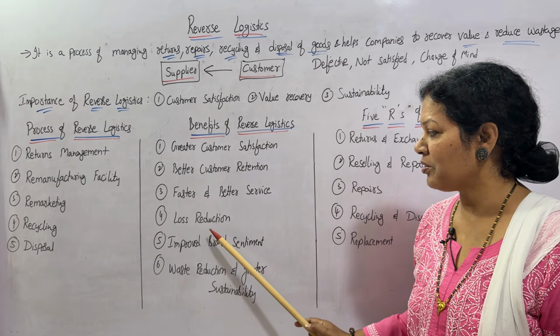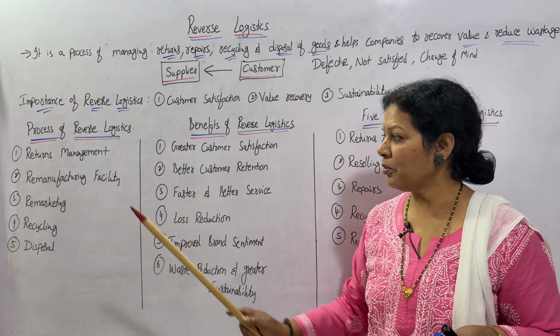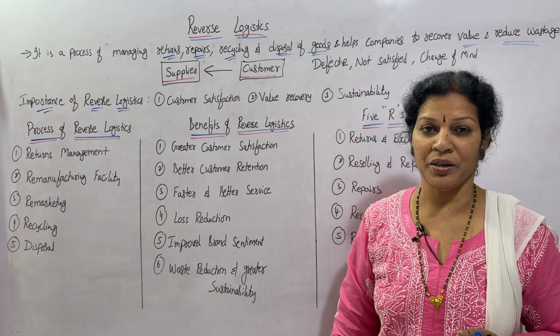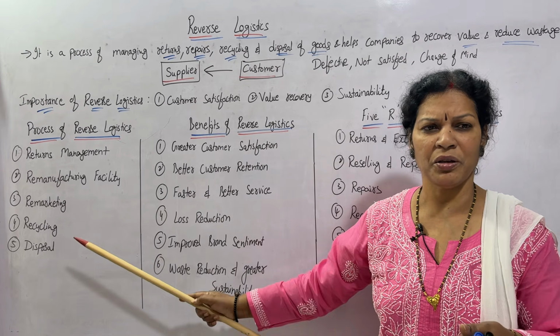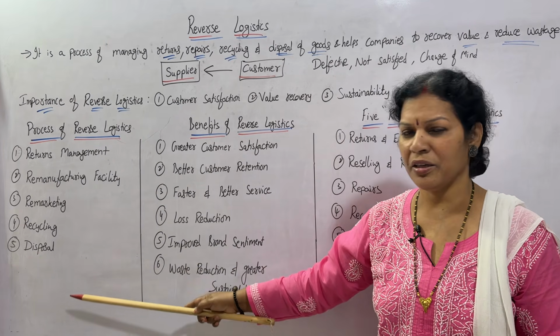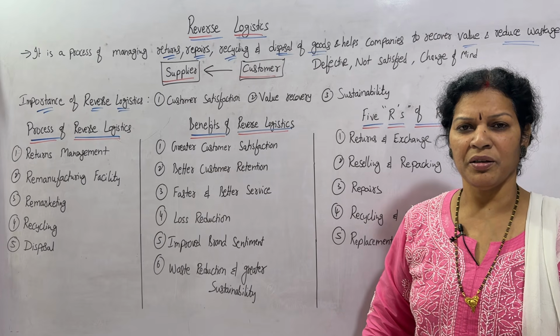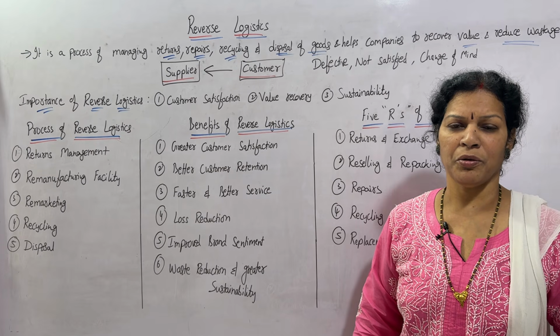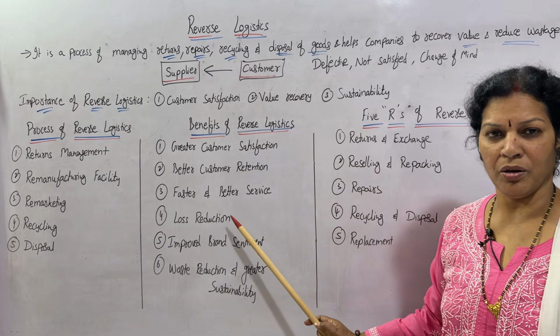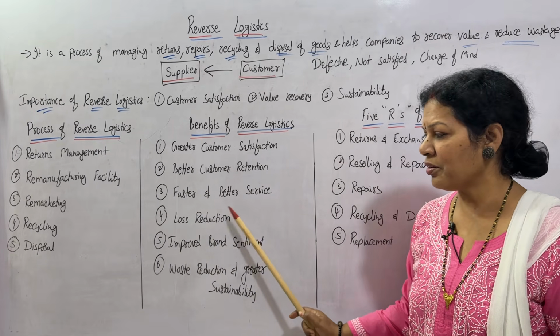And also loss reduction. There are many ways to recover and reduce losses. There's no loss at all, because you can go for recycling or remanufacturing, or even remarketing. Anything you can do, something. You have already added some amount for such kinds of losses. So that is why there is no loss at all. That is why we call it loss reduction.